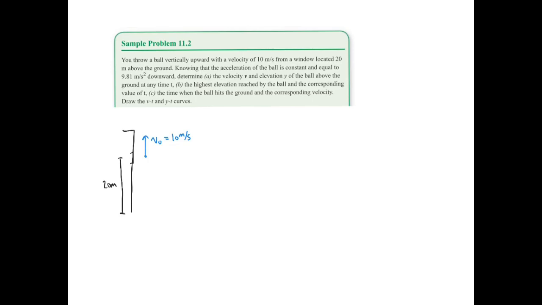Knowing that the acceleration of the ball is constant and equal to 9.81 meters per second squared downwards, determine the velocity v and elevation y for any function of time. So they're asking for an equation for velocity as a function of time, and an equation y of t. They're also asking for the highest elevation, and they're asking for the time when the ball hits the ground.